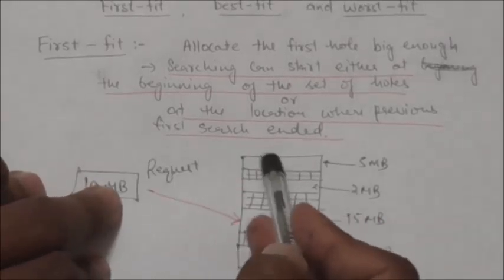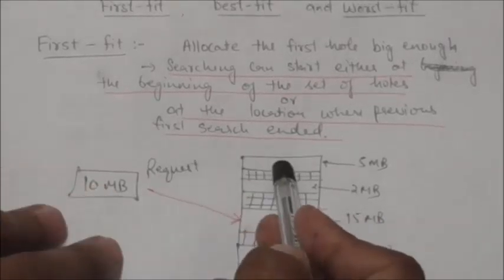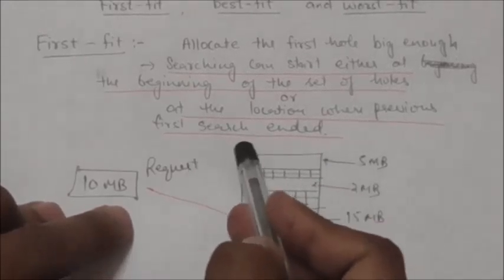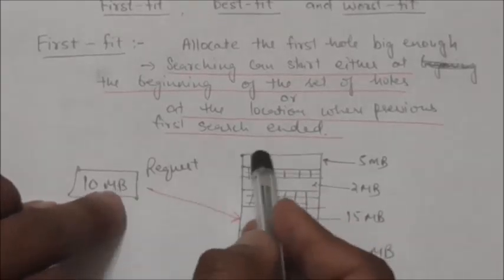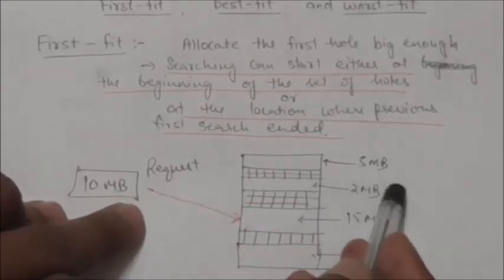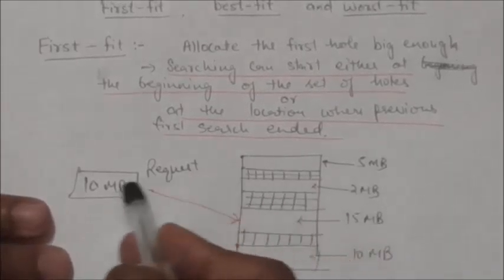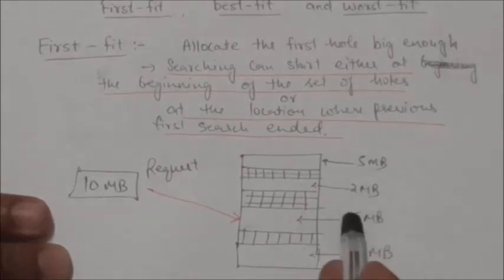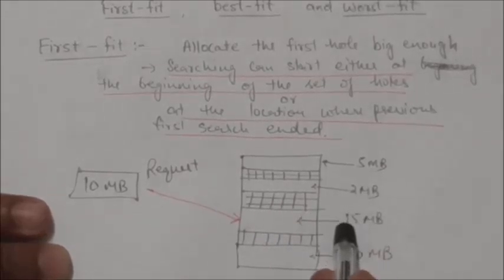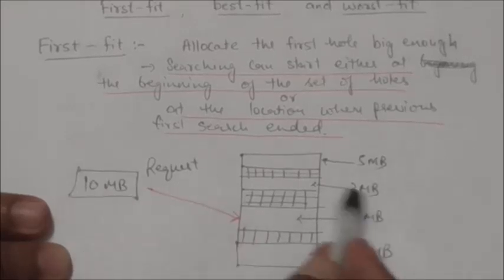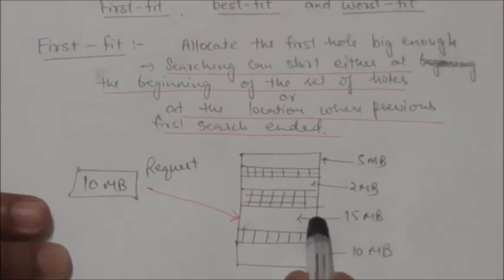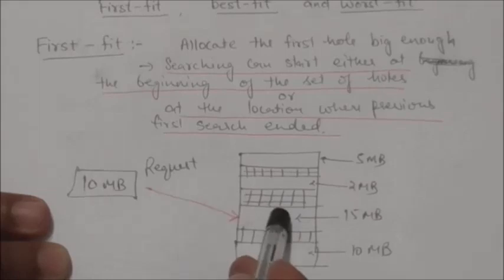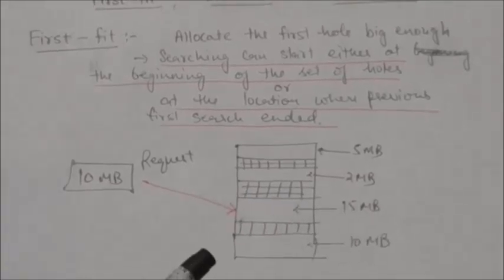First, the 5 MB hole will be analyzed. This hole is not large enough to satisfy the request. Then we check the second hole, which is of 2 MB, and it is not large enough either. Then we check the third hole, which is of 15 MB. In this case, this hole is large enough to satisfy the request, so the 15 MB hole will be allocated.